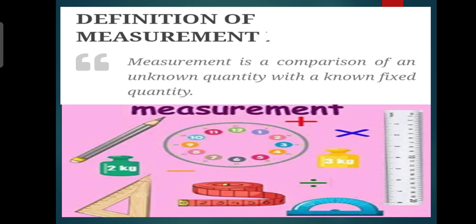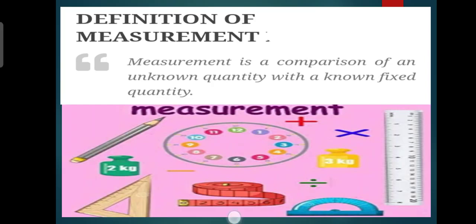And second one, weight. The amount of matter that things consist of is called its weight. Measuring weight means to measure the heaviness of things like vegetables and your body weight. Weight can be measured in grams, kilograms and pounds.